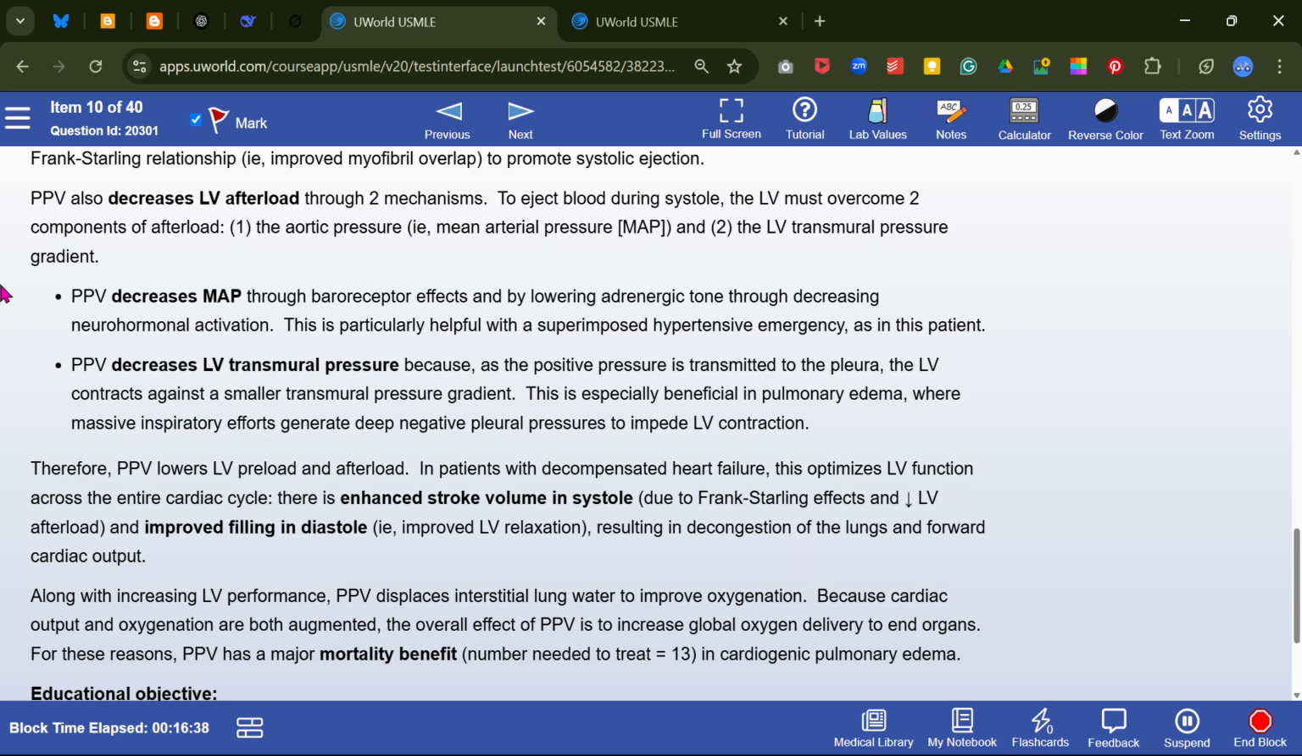There is enhanced stroke volume in systole and impaired filling in diastole, resulting in decongestion of the lung and improved forward cardiac output. Although with increasing left ventricular volume, positive pressure ventilation displaces the intrinsic lung water to improve oxygenation. Because cardiac output and oxygenation are both augmented, the overall effect of PPV is to increase the global oxygen delivery to end organs. For this reason, PPV has major mortality benefit in cardiogenic pulmonary edema.